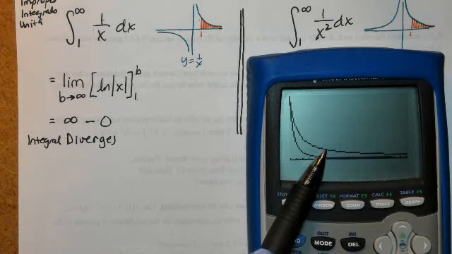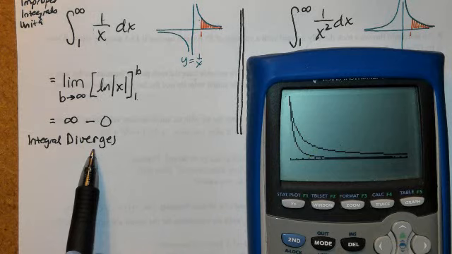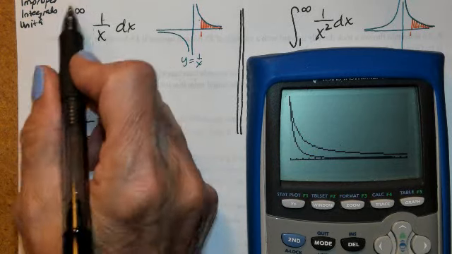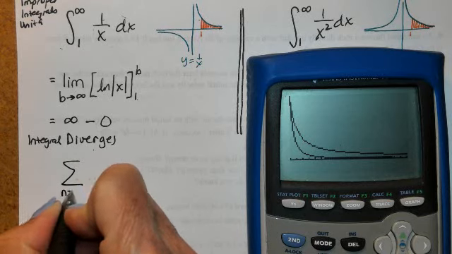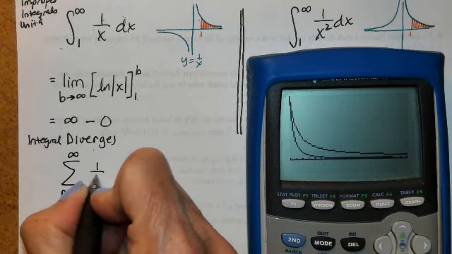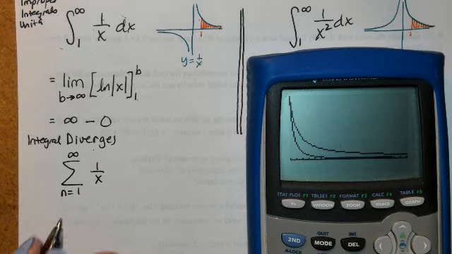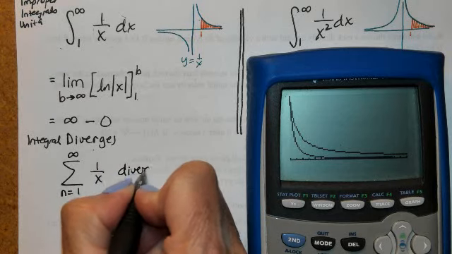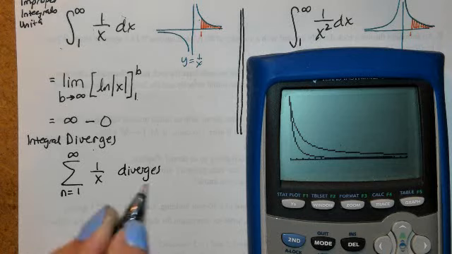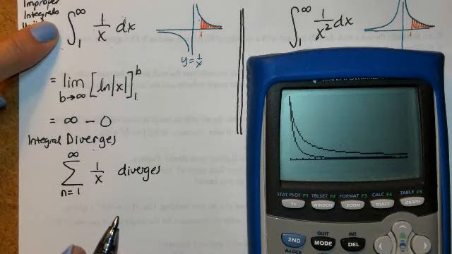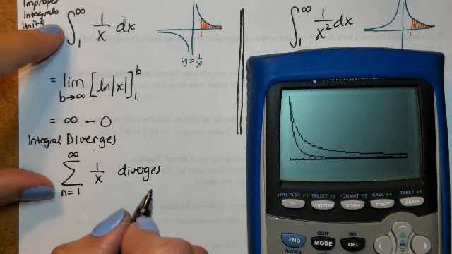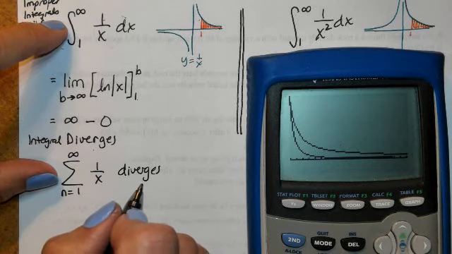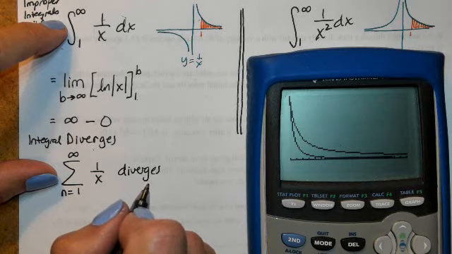Clearly, this one is not getting to 0 fast enough to converge. It's going to diverge. And that means that the series from 1 to infinity of 1 over x will also diverge. Okay? If the integral diverges, then the series diverges, if the conditions for the integral test are true, and we'll get there. Okay? If the conditions are true.